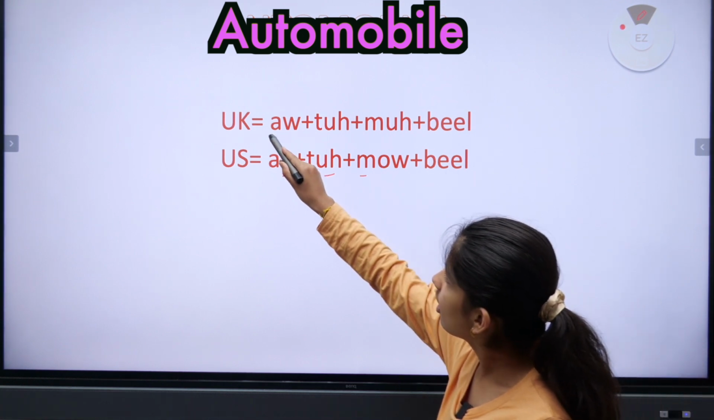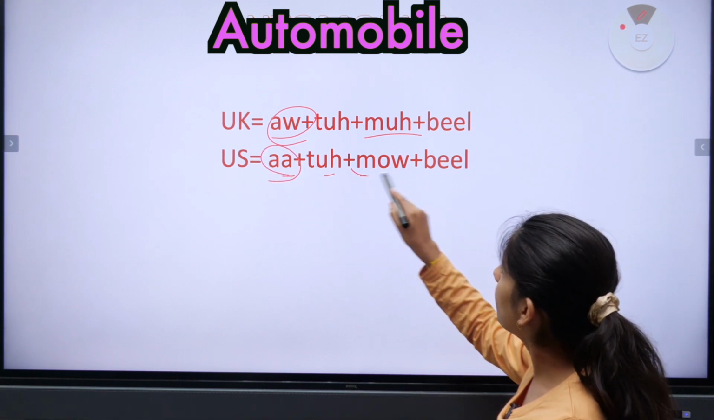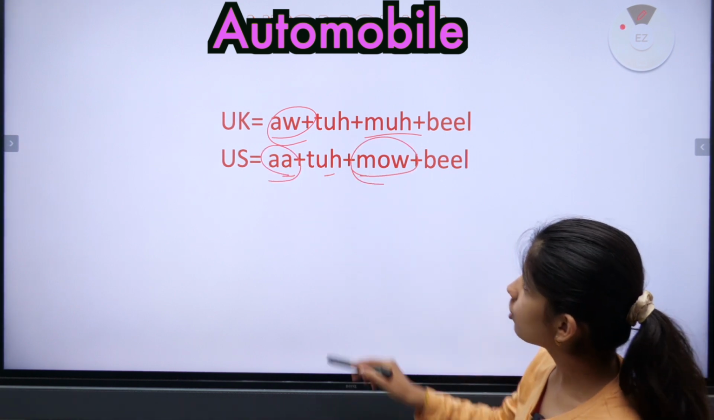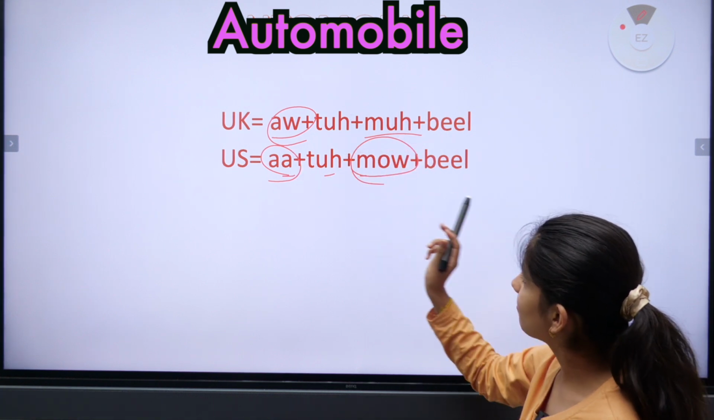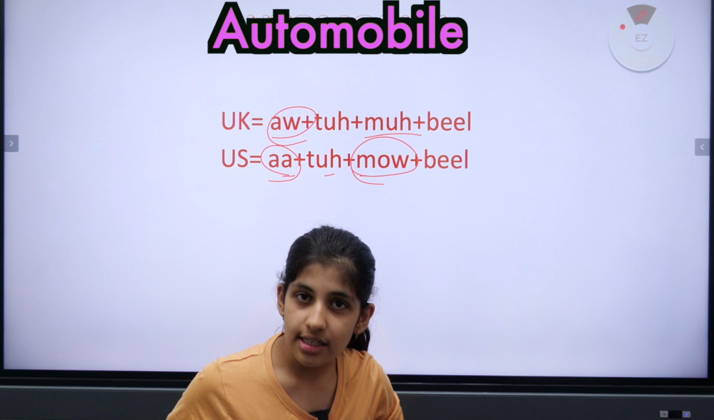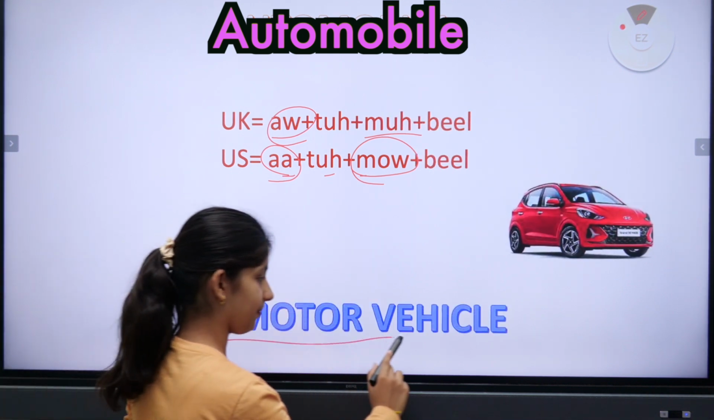Mobile and automobile. But anyway, it is not the way you say it. Automobile means a motor vehicle.